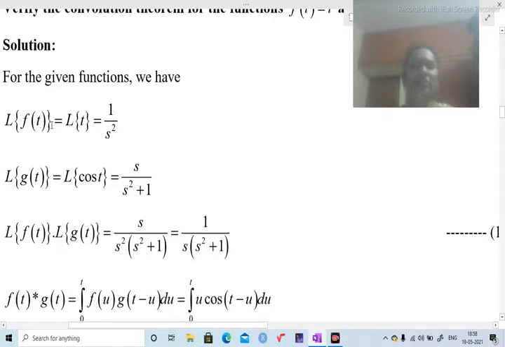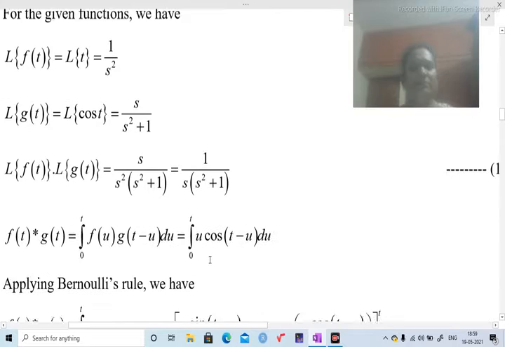Now I am going to multiply these two LHS. That means L of f of t into L of g of t equal to s by s square into s square plus 1. Multiply these two quantities, then you are going to get this term. Cancel one s, then 1 by s into s square plus 1.